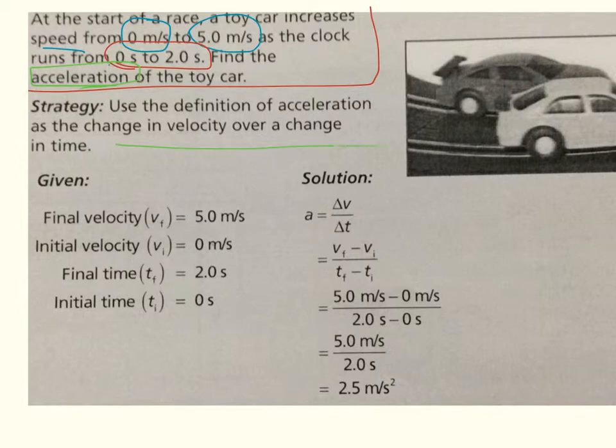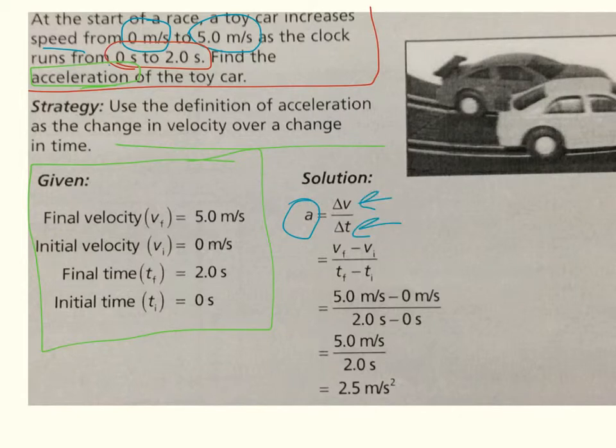So, using the definition of acceleration as a change in velocity over change in time, we first write down what we're given in the problem. We know the final velocity is 5 meters per second. The initial velocity is 0 meters per second. The final time is 2 seconds. The initial time is 0 seconds. Then you can choose the appropriate equation. We are trying to find the acceleration. We know the change in velocity and the change in time. So this would be the equation we would want to use.